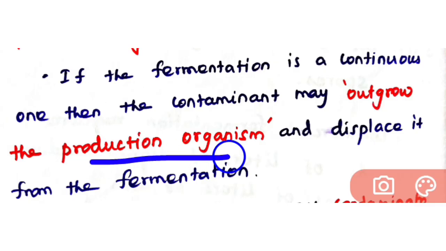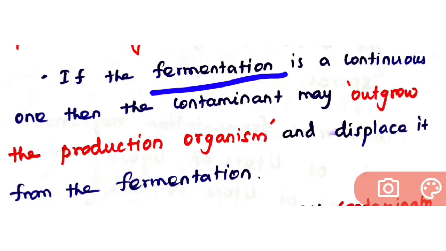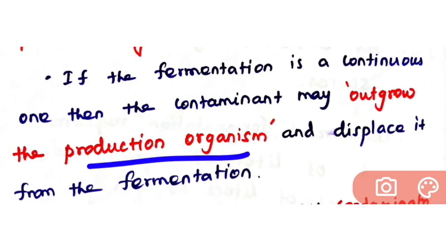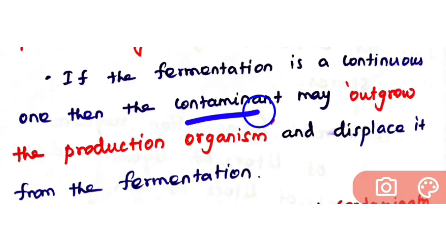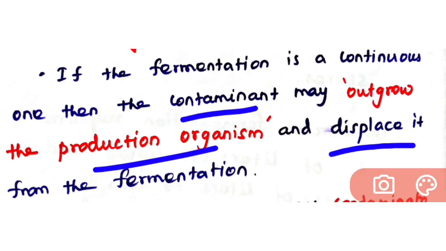Then the second one is outgrowth of the production organism. There are three types of fermentation process. One is batch fermentation, then continuous fermentation, then fed batch fermentation. If the fermentation is a continuous one, then your contaminant outgrows the production organism. That means your contaminant displaces the production organism from the fermentation process. So you have only the contaminant inside your fermentation process, not your production organism. That is known as outgrowth of the production organism.